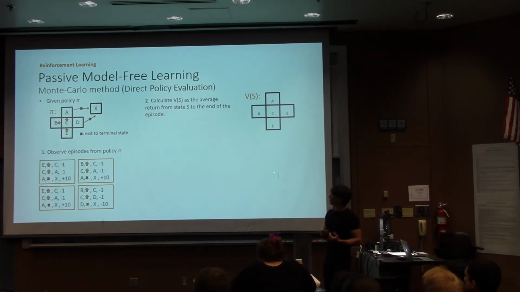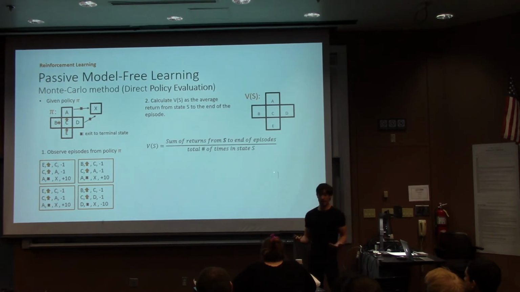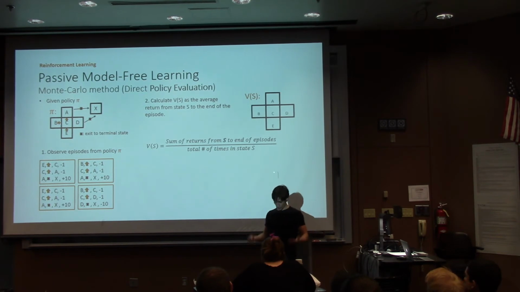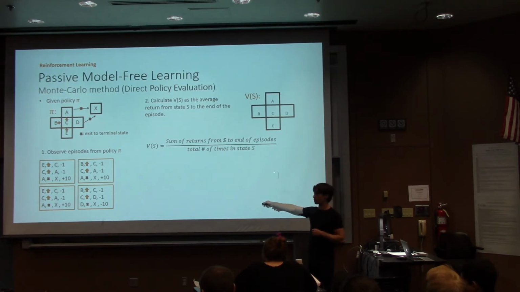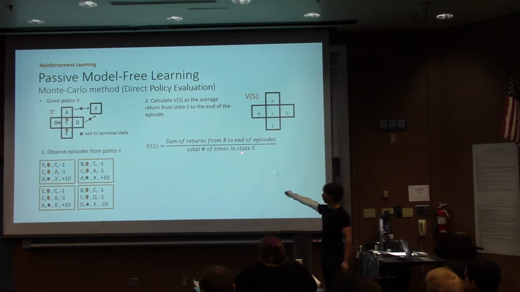And then you're going to calculate V of S using the average return from state S to the end of the episode for every time that you saw state S. So if in one episode you see state S, and from S to the end you got a reward of 10, and in the next episode you also saw state S, and between S and the end you got a return of 20, then V of S for those two observations is going to end up being 15. It'll be the sum of the returns from S to the end of the episodes over the total number of times that you saw state S.